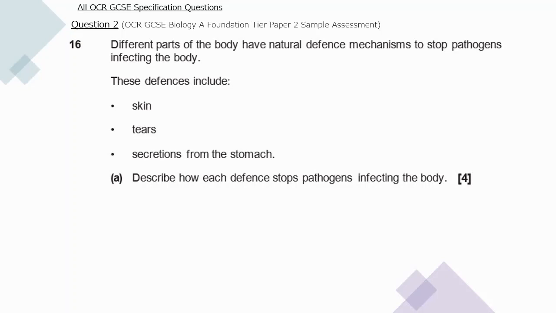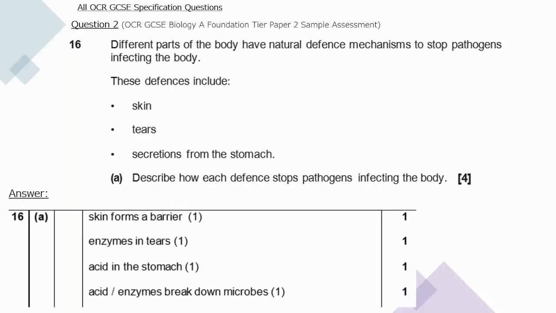pathogens. Tears, we know, have enzymes in them called lysozymes, which destroy pathogens. And we've also got secretions from the stomach. So we know that in the stomach there is actually hydrochloric acid, which kills pathogens. So you can see our answers here.